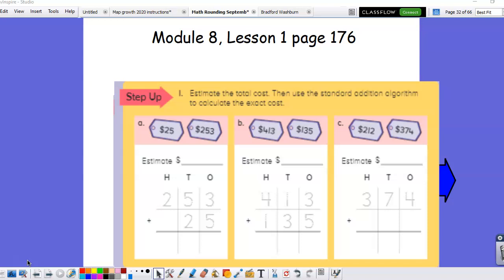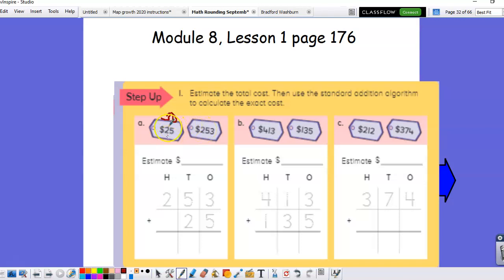Real quickly, I'm just going to very quickly discuss what we talked about. We just did a really basic estimation. So we took 25 and said, oh, well, it's closer to 30, so you would write 30 above it. And then 253. Some of the kids said that they would estimate to 300, and I said, yes, absolutely, you could do that.